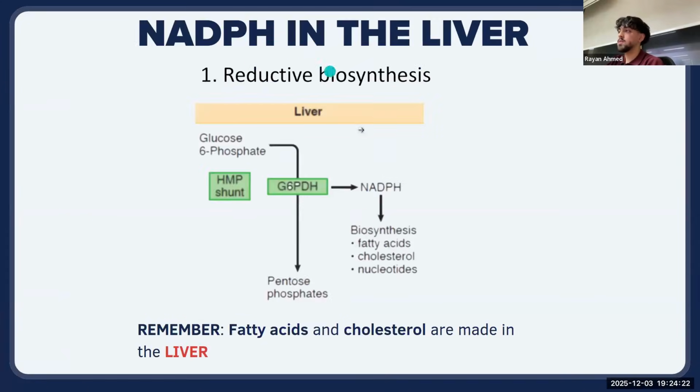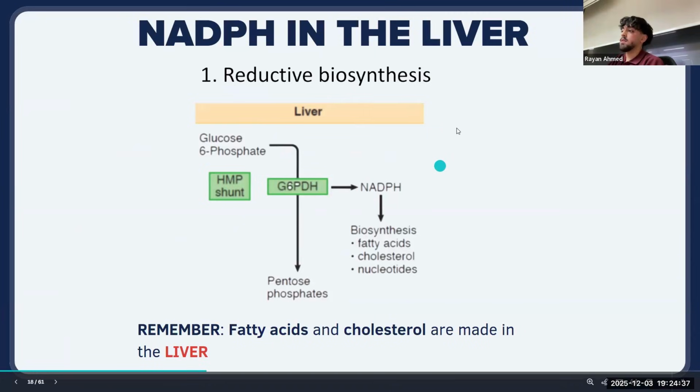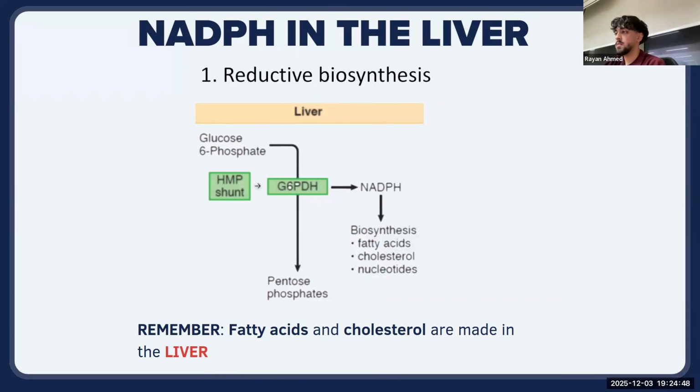The first one, reductive biosynthesis. NADPH in the liver is very important. NADPH in the liver synthesizes fatty acids, cholesterol, and nucleotides, and they're always made in the liver. I need you guys to remember this. So NADPH is used in the liver to make fatty acids and cholesterol. That's all for the first point, reductive biosynthesis. Remember, this is the rate-limiting enzyme in the oxidative phase, and then we have NADPH, 2 of them being produced to be precise. And then biosynthesis of fatty acids, cholesterol, and nucleotides right here in the liver.